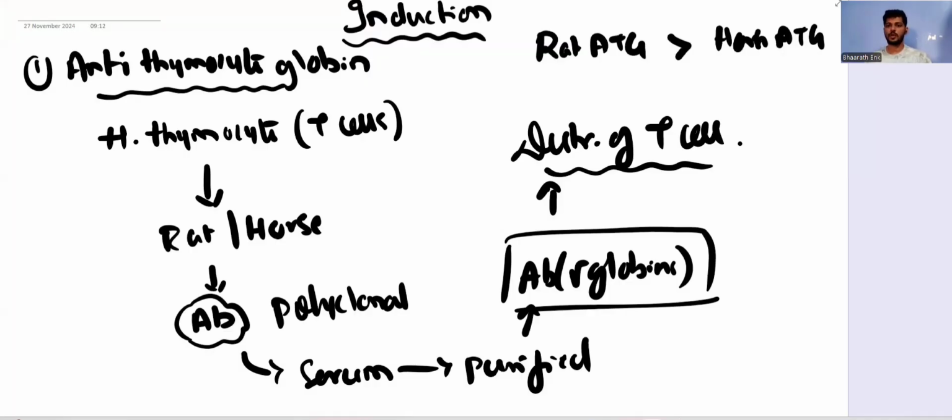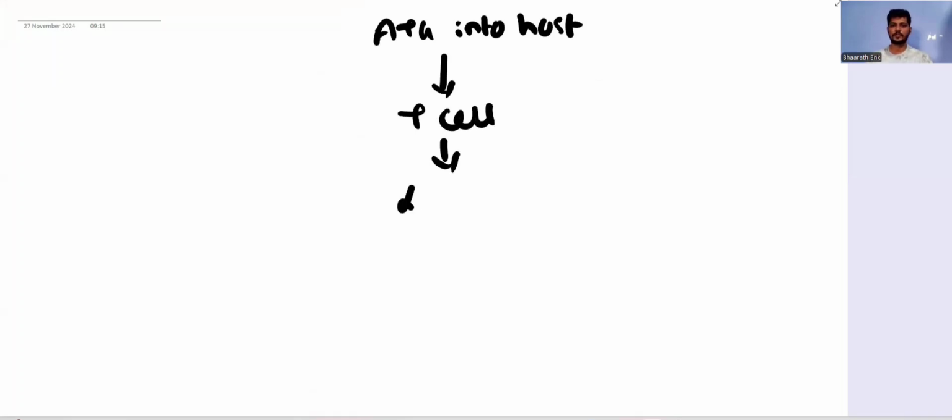The rat is more effective and has a lesser side effect profile compared to that of a horse. So that is why rat ATG is more commonly used than the horse ATG. Now, what happens when you inject ATG into the host? Because this ATG is produced against T lymphocytes, it will act on the T cell and cause the lysis of the T cell.